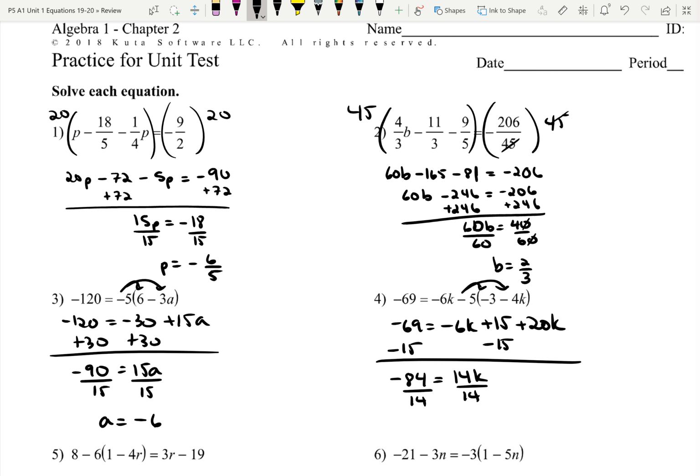Dividing both sides by 14, we see that we're going to need to reduce. Both 84 and 14 are divisible by 2, so we have negative 42 divided by 7. But when we do that, we realize that 42 and 7 are actually also reducible, since 7 times 6 is 42. So if we had found the greatest common factor when we reduced, we would have ended up seeing that k is equal to negative 6.